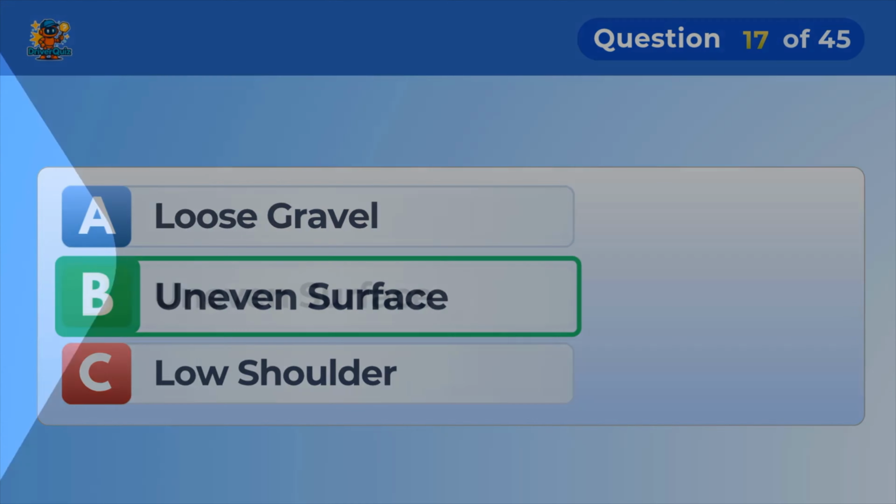Question 18. Which sign is shown in the image? A. No straight through. B. No left or U-turn. C. Road closed ahead. Here's the right answer. No left or U-turn.